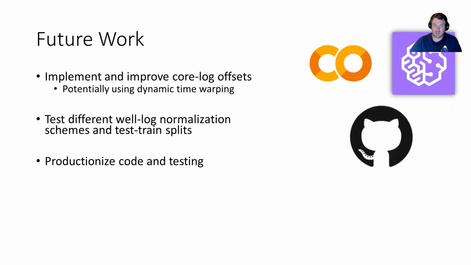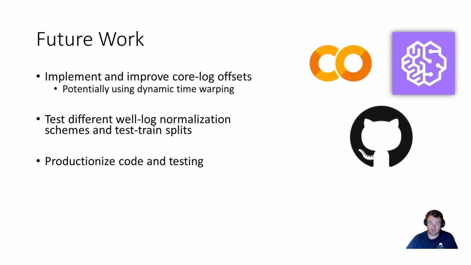Like I mentioned earlier, for future work, I'm really going to dive into the core to log offset, since everything is being predicted from well log data. The better quality and better match that we have between the well log and the core, the better off we will be. And again, I want a better workflow for test-train splits.